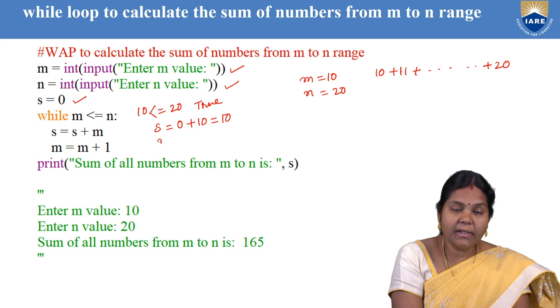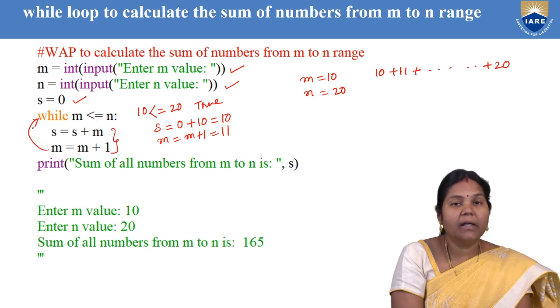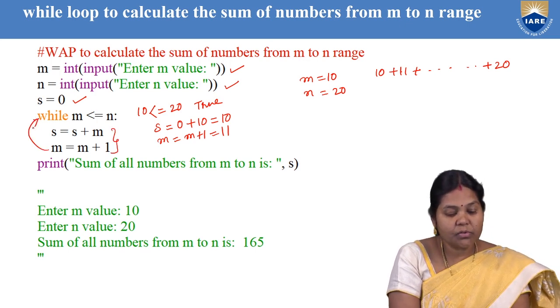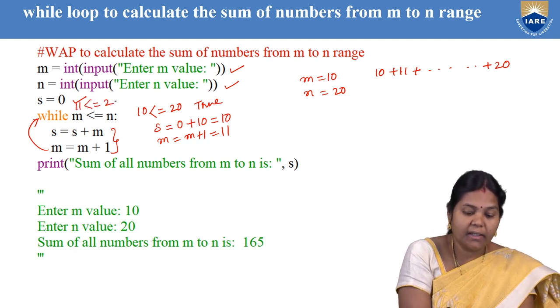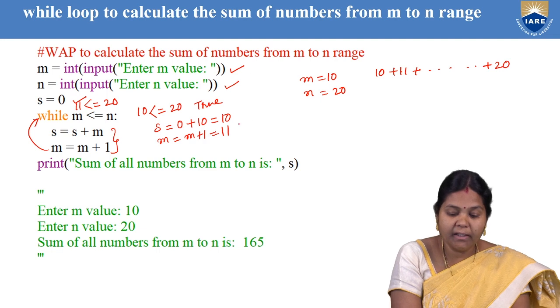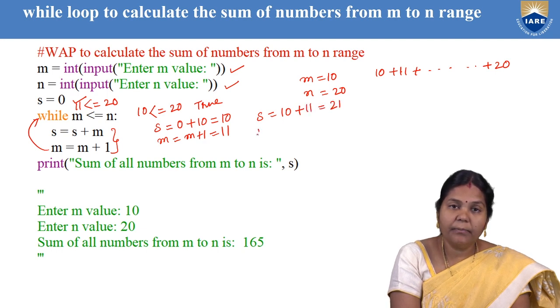And then increment the m value. So, it becomes m plus 1, which is nothing but 11. After computing these two values inside the while loop, again the loop continues. So, next time m value is 11. 11 is less than equal to 20. Again the condition is true, so it recomputes the sum. Earlier sum was 10 plus the new value of m, 11. So it becomes 21 and m is updated to 11 plus 1, which is 12.